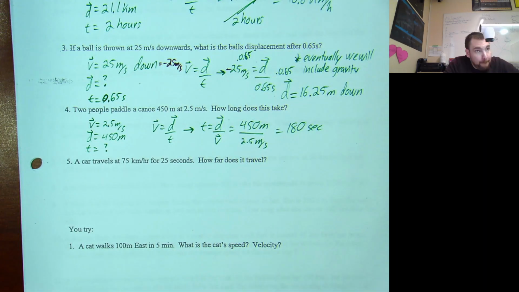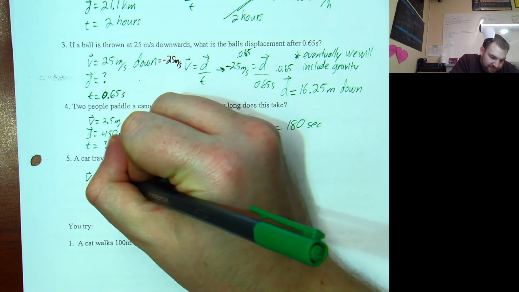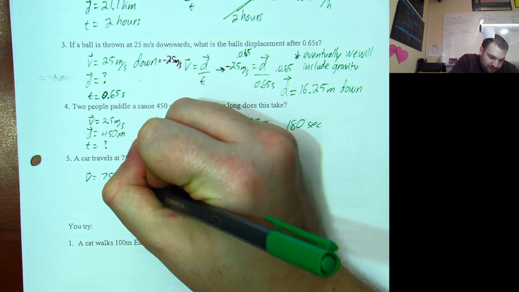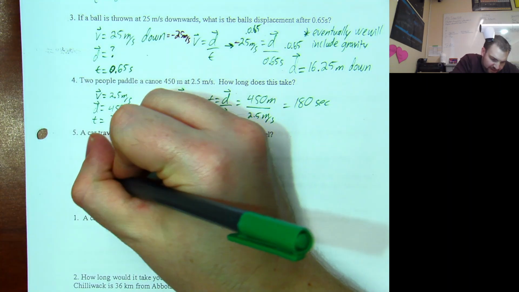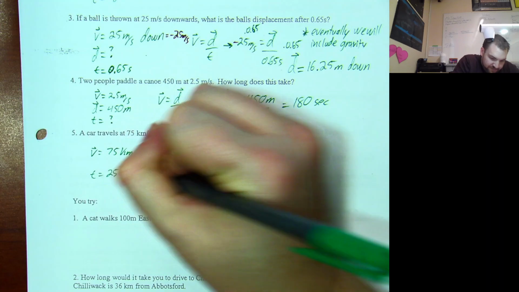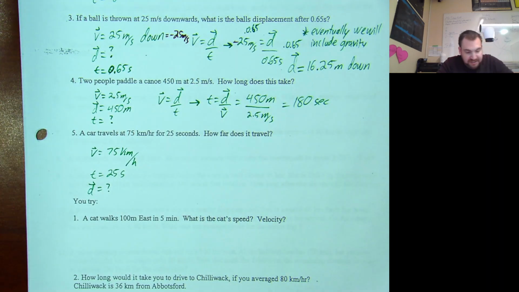What do we know? Okay, so we have a velocity of 75 kilometers per hour. Time is 25 seconds. And I want a displacement. Are my units consistent? No. Why? Because I've got kilometers per hour and I've got a time in seconds. So what are we going to have to do before we can actually do anything with this?